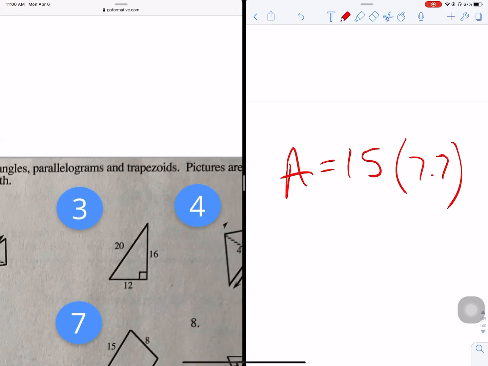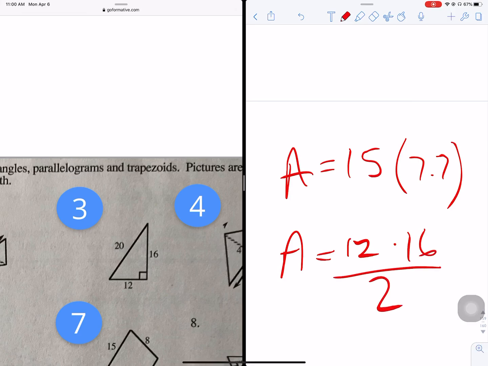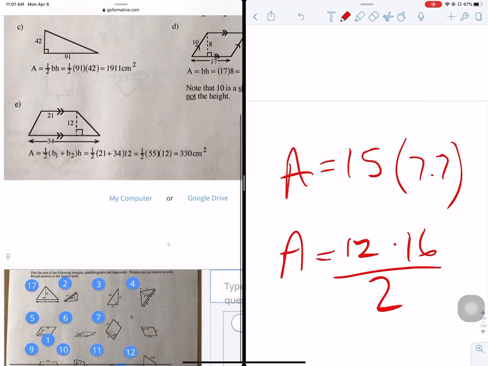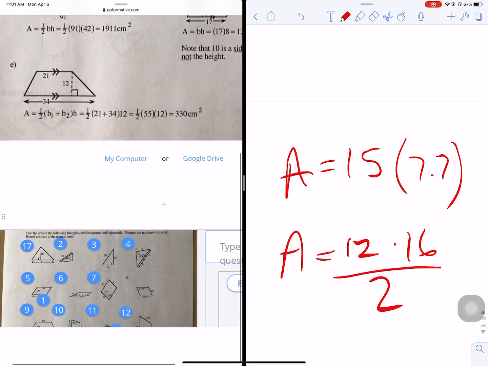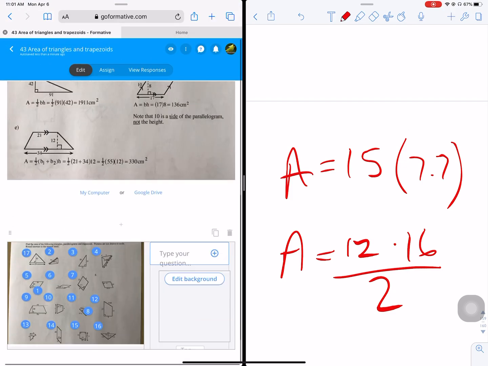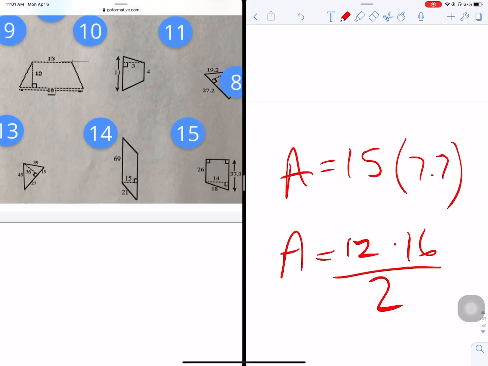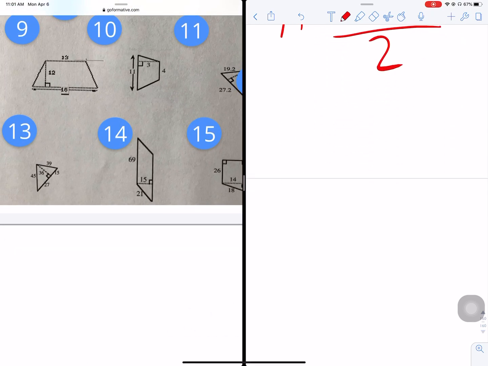Here's a triangle. Base times height. Keep in mind that the 20 is not the height or the base. The base is here. Height is here. But it's not just 20 times 16. You're going to have to do area equals 12 times 16. Cut it in half. So do the math and then cut it in half. That's a triangle. A few more.